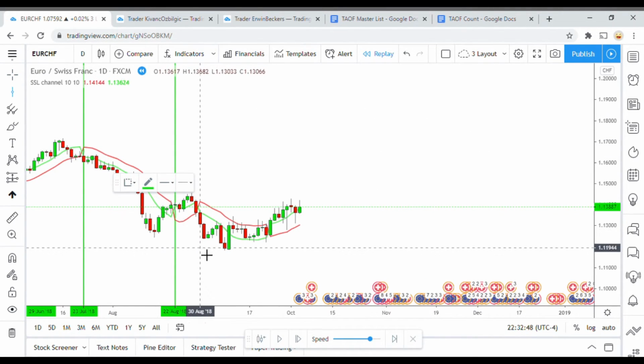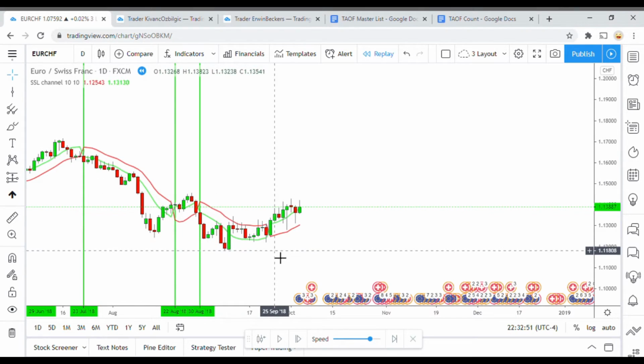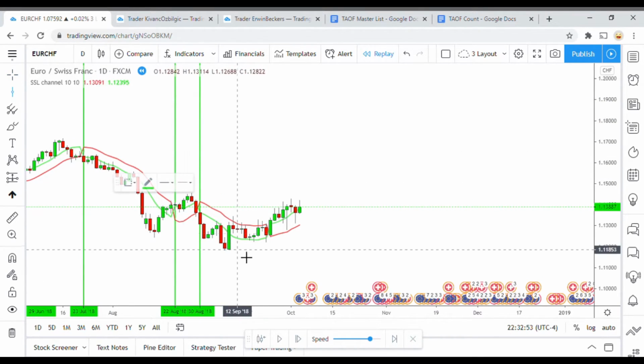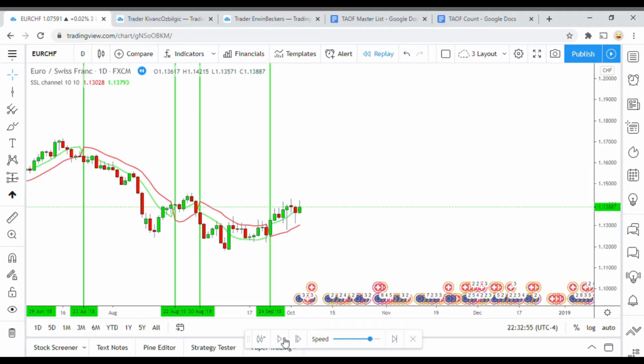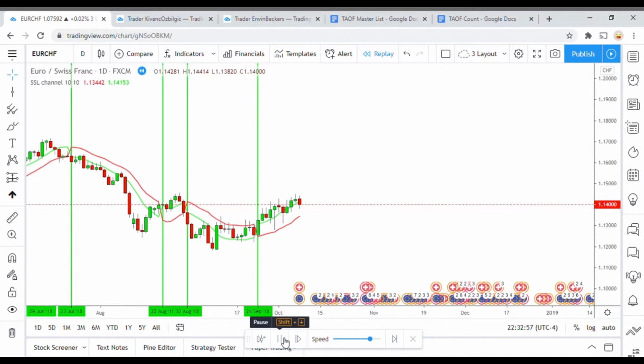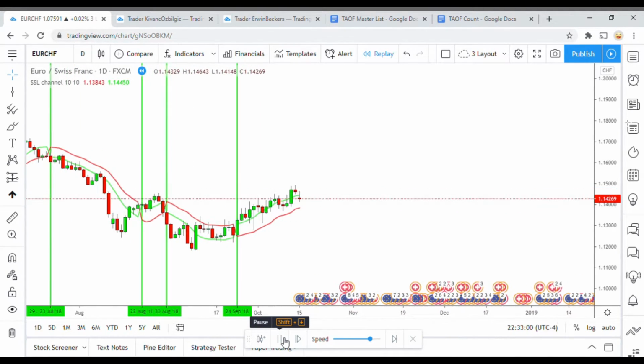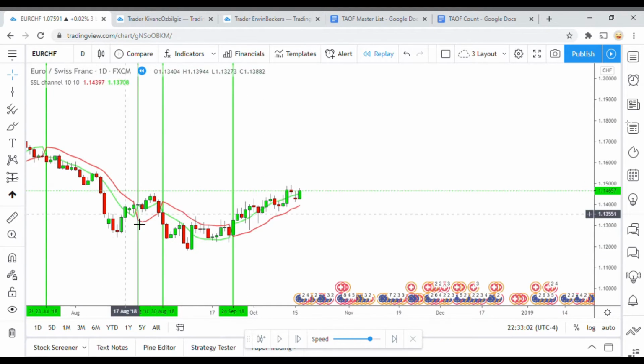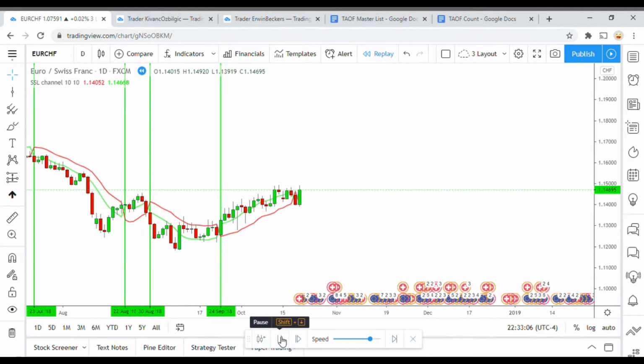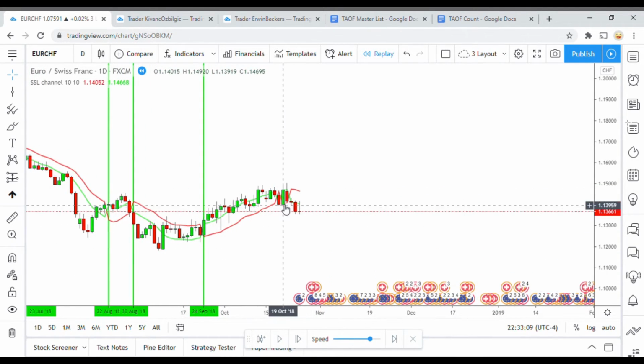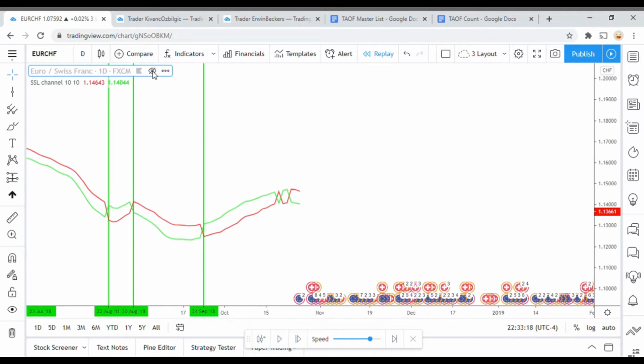Let's see. It gave us another downtrend there, which would have been successful. Another uptrend there, which also would have been successful. So, this is why we trade with indicators and not necessarily price action. Indicator tells us for sure, yes or no. Price action, it's a little iffy. Let's see.